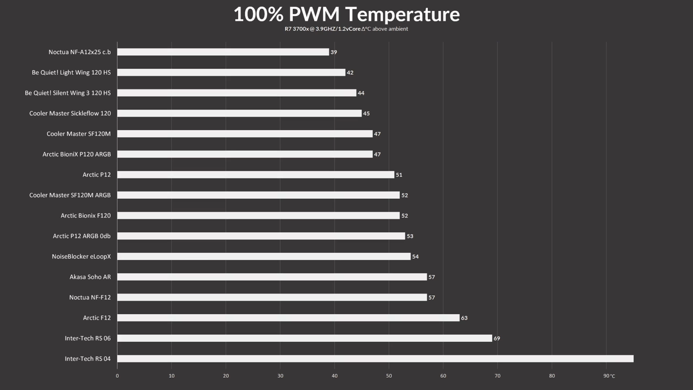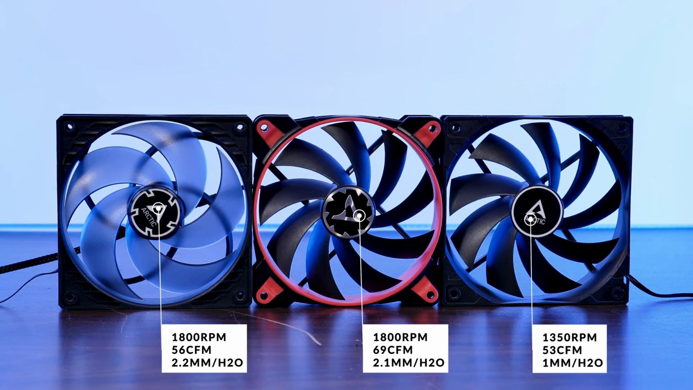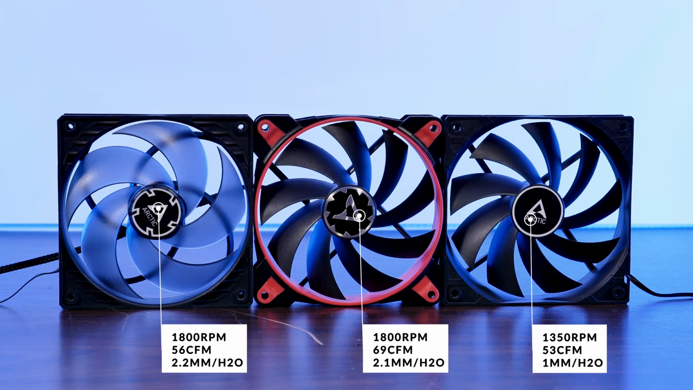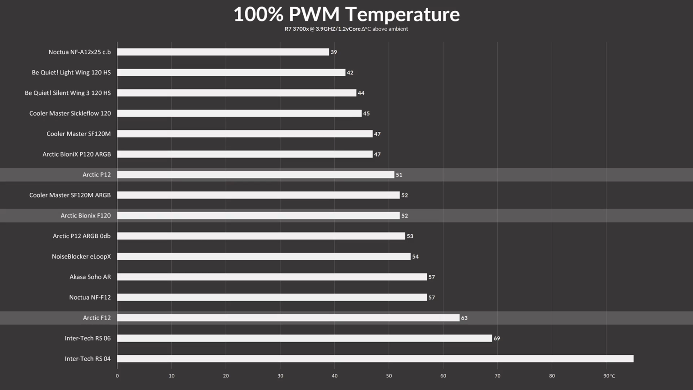Benchmarks. Using our usual benchmark setup, the Bionix F120s were able to keep the 3700X at 52 degrees C, placing them just a single degree behind Arctic's P12 and somewhat in the center of the whole list. And this placement makes a lot of sense. Number-wise, these fans are very close to P12s and significantly better than F12s, and that's exactly where they landed, next to the P12 and way ahead of the F12s.